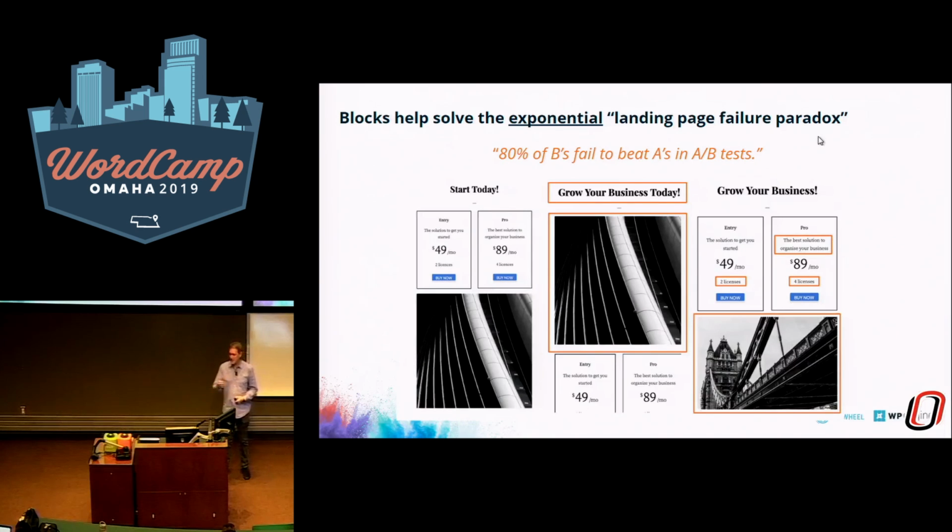Every traffic source, every piece of data that you're able to target on creates a new cohort in A/B testing, a new group to test your message against. And this is where the exponential part of the landing page failure paradox comes in. We have more cohorts than ever, more groups of users than ever to test our messaging against.